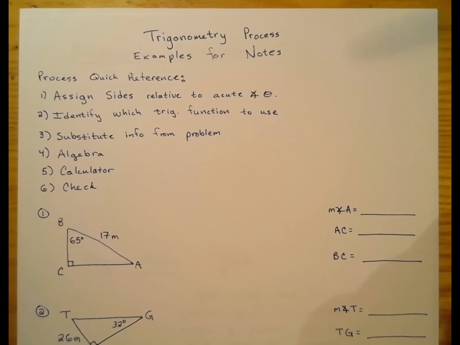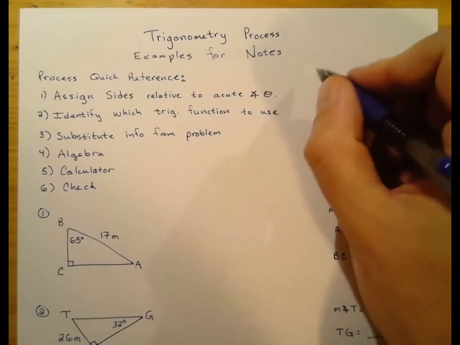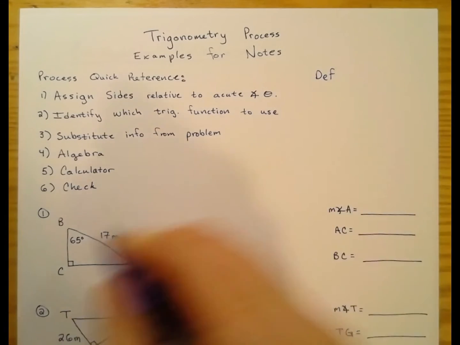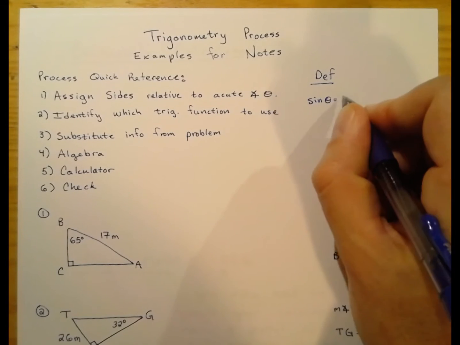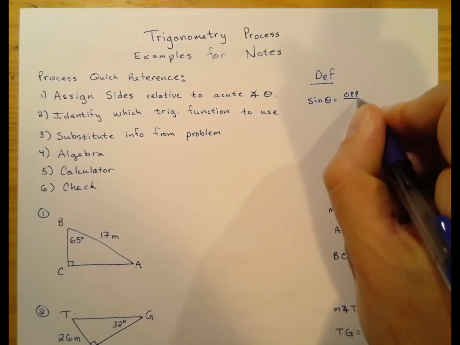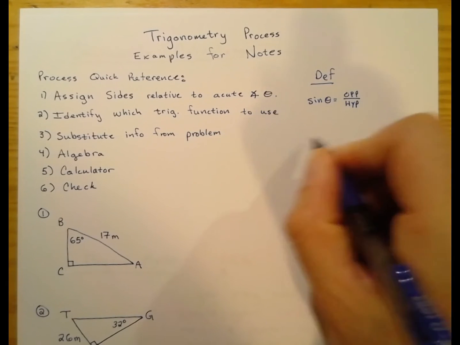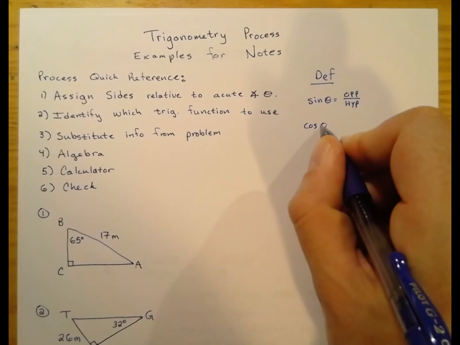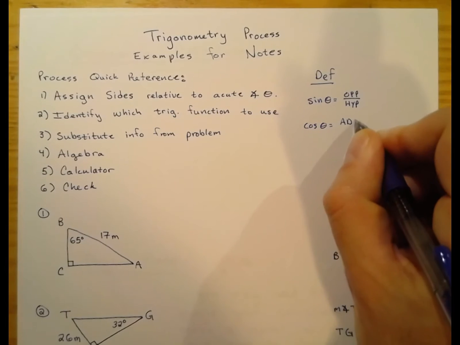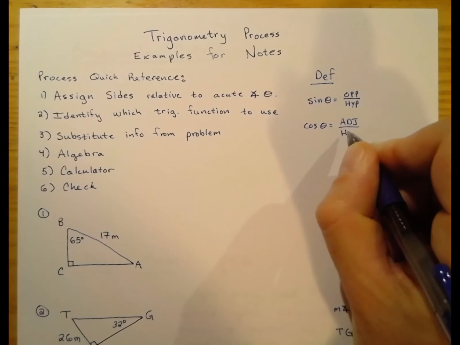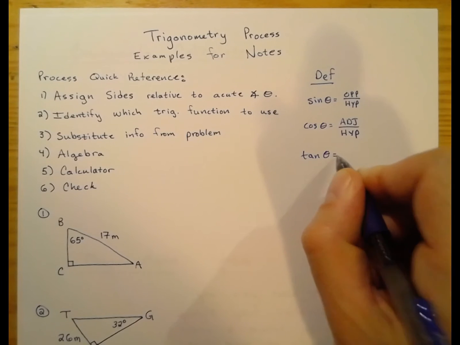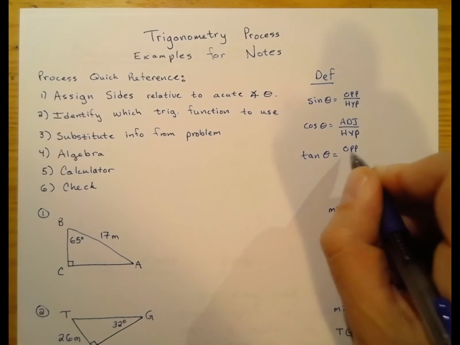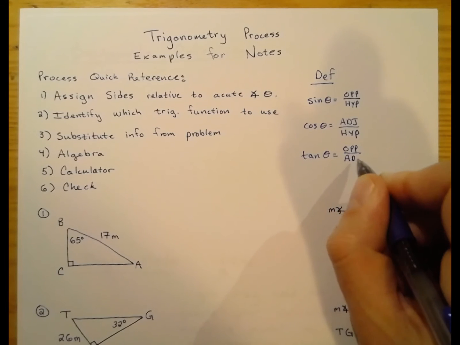All right, so step 1, quick run through of all of the steps of the process. First, you're going to assign sides as opposite, adjacent, hypotenuse relative to whichever trig function you're going to use. Reminding us of the definitions: sine of acute angle theta is the opposite side divided by the hypotenuse side. Cosine of acute angle theta is the adjacent side divided by the hypotenuse side. And tangent of acute angle theta is the opposite side divided by the adjacent side.